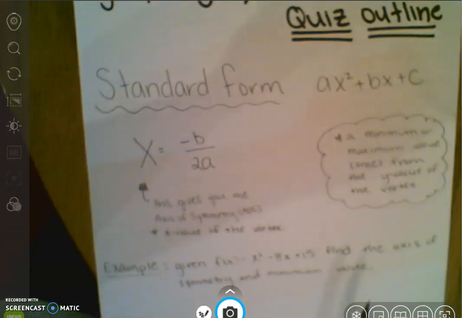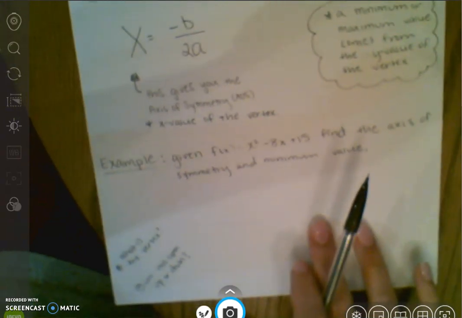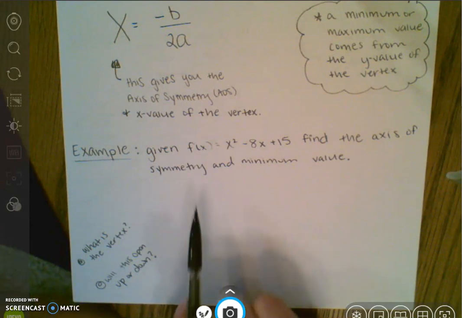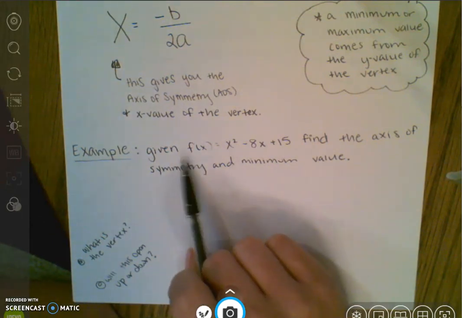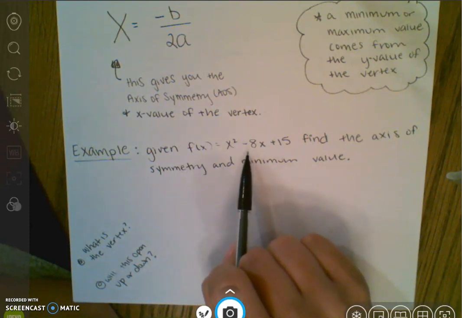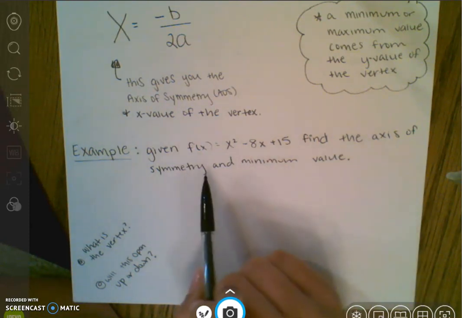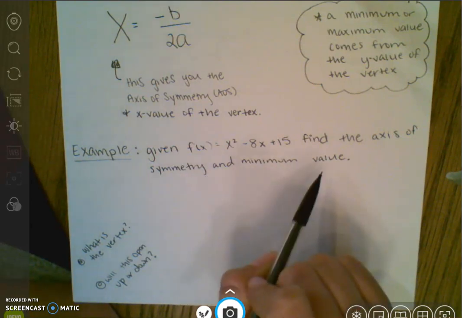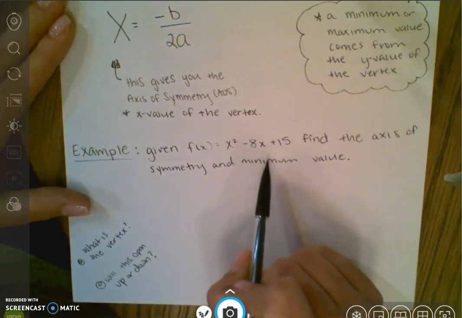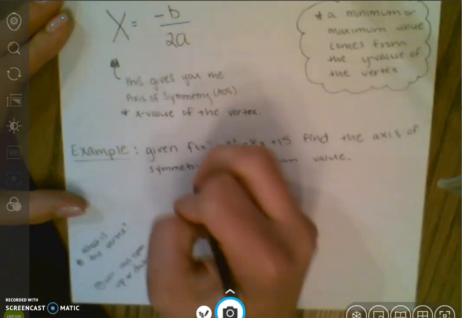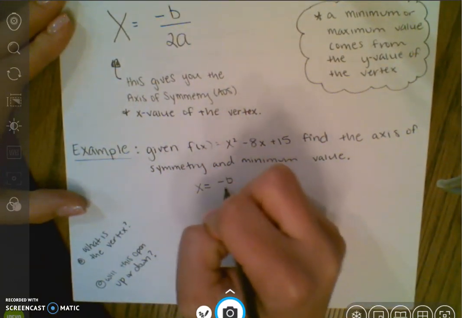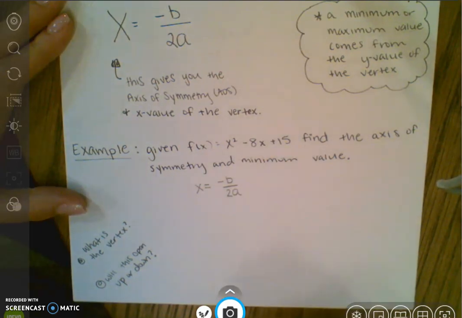Let me scoot this up some. On the outline I made, I've given you an example. Given f of x equals x squared minus 8x plus 15, find the axis of symmetry and the minimum value. I'm not telling you it's in standard form, but you have to know it's in standard form. So you have to know that I'm going to find x equals negative b over 2a.